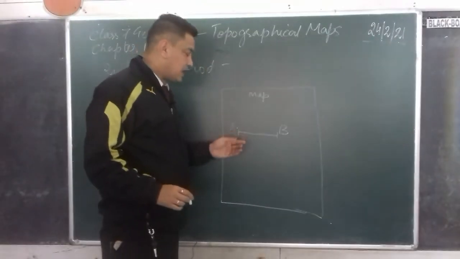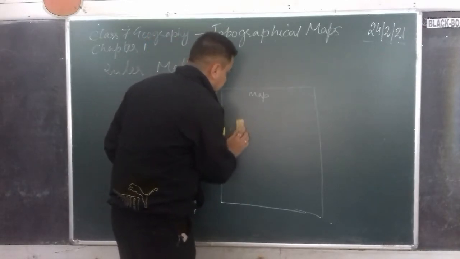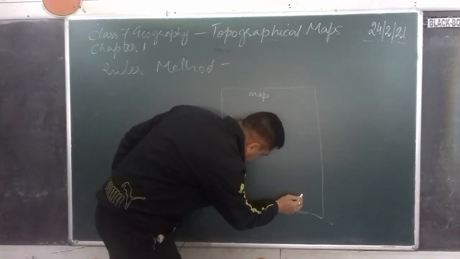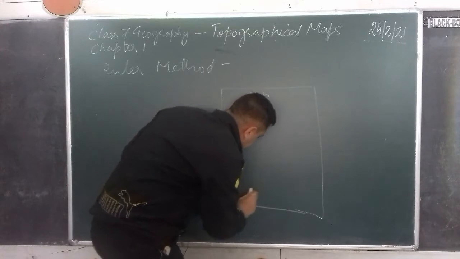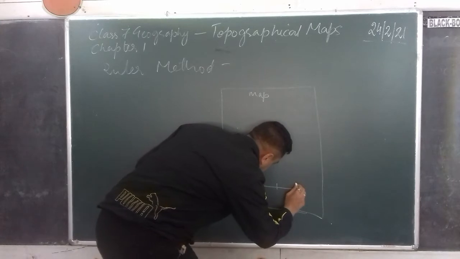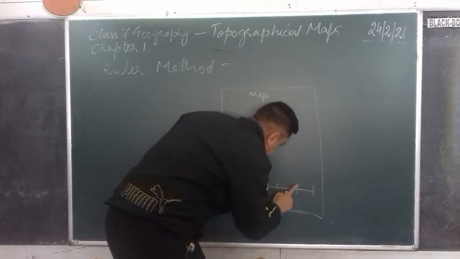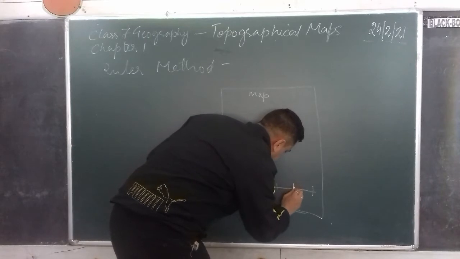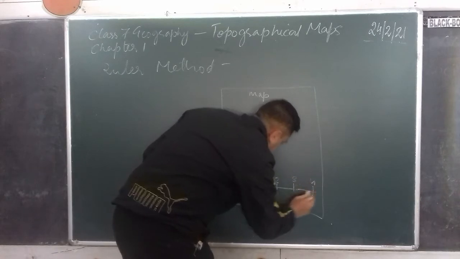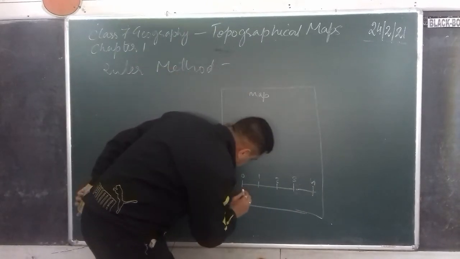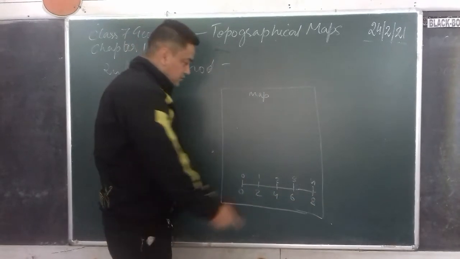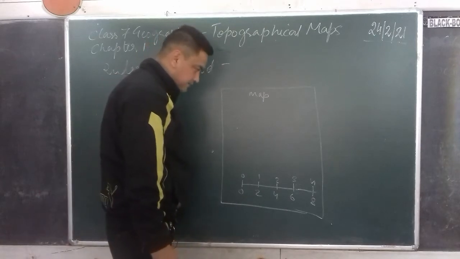Now before going to the ruler method, I want to tell you, in a map, this is the map, at the bottom you always have a scale here. I'll make a scale here, like this one. You will always have a scale. Now 0 to 1, 2, 3, 4. I'm writing this way. Then 0, 2, 4, 6, 8. Now this is called a scale of a map.